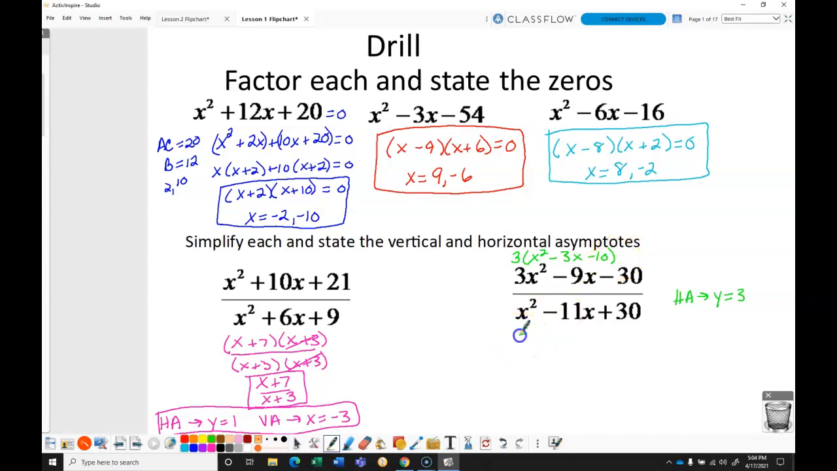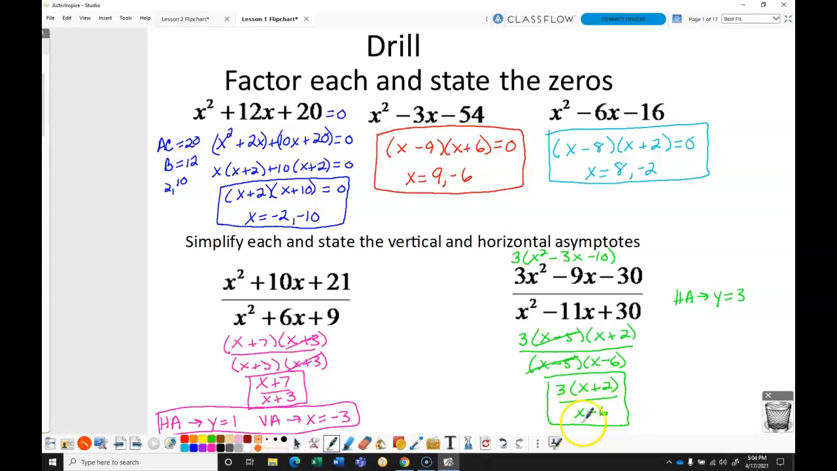So to get that factored, I'm thinking along the lines of negative 5 and positive 2, x minus 5 and x plus 2. Okay, and let's see. For the denominator, to get it factored, I need to multiply to 30 and add up to negative 11. I'm thinking about x minus 5 and x minus 6. So then when I simplify it, this factor goes away. I'm left with 3 times x plus 2 over x minus 6.